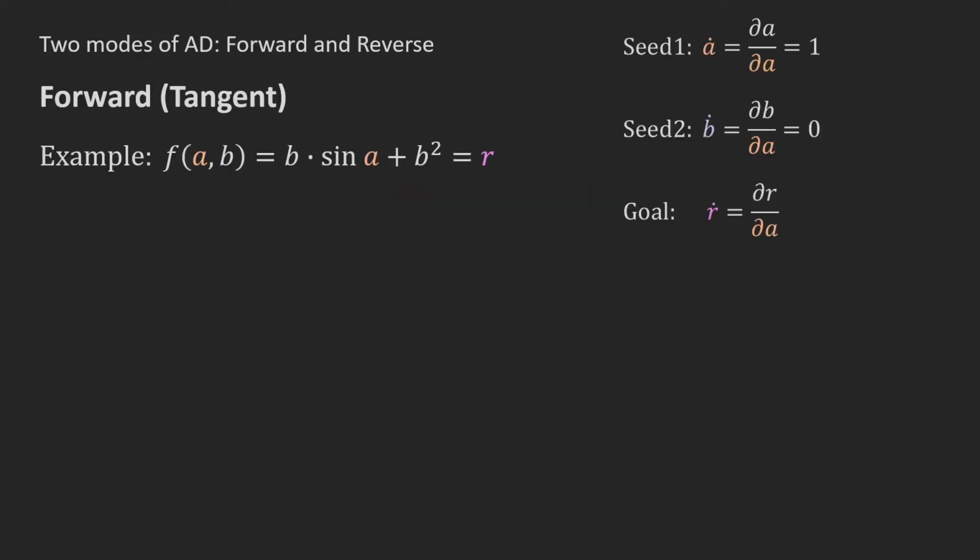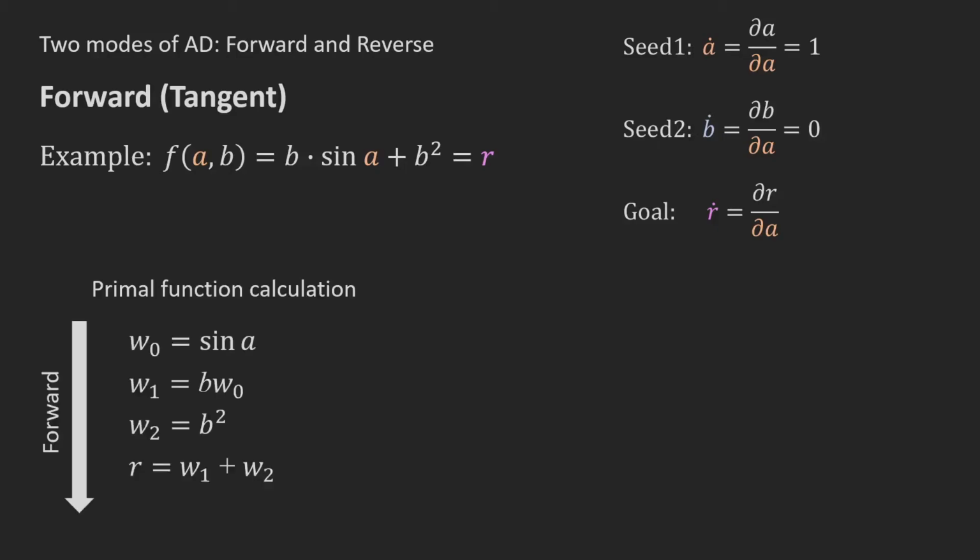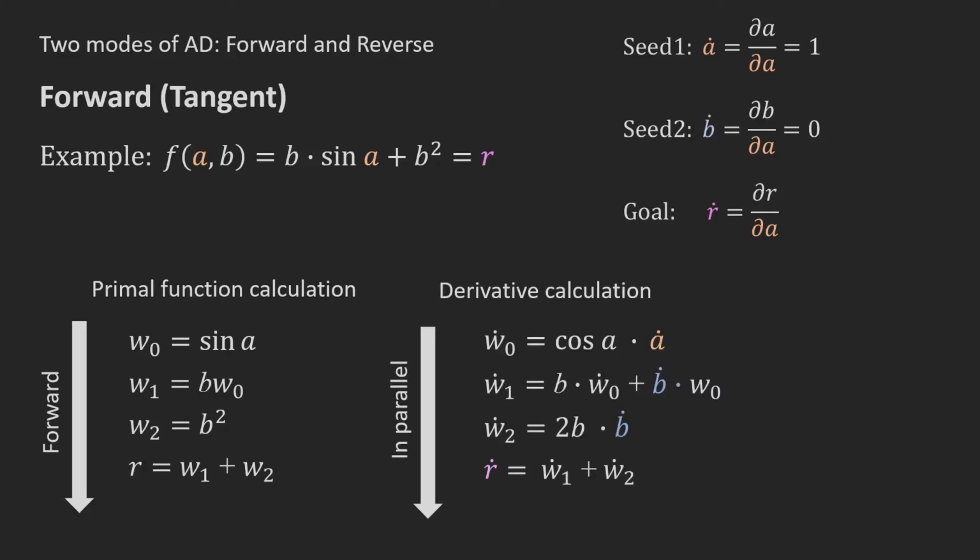So this slide is where the magic happens, so you probably don't want to skip this one. Recall that we decomposed the function into elementary operations, or what we called the primal functions here. We follow the sequence to calculate the intermediate values step by step from W0, W1, W2, and eventually we get the scalar output R. And in parallel, we keep a record of the derivatives for each of the intermediate values with respect to A. You can pause the video here and give it a try yourself. It will be a good practice to refresh your first year calculus.